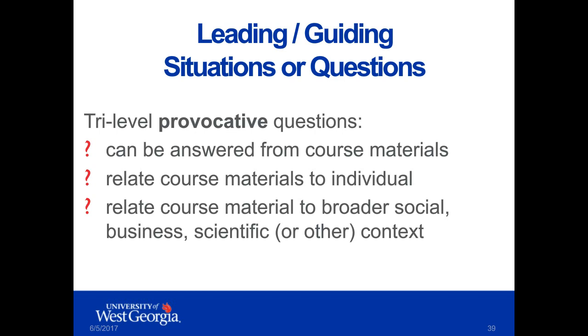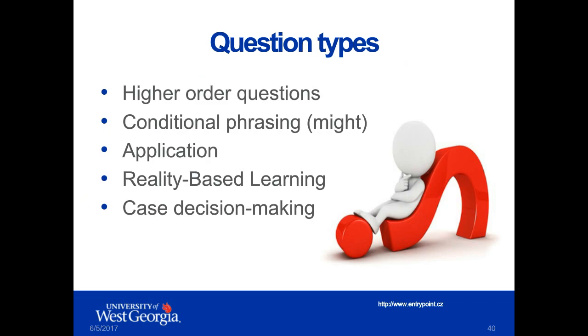So your question types, right? You need those higher order questions that are on the deep end of Bloom's taxonomy. Questions that have conditional phrasing, like, what might happen if everyone did X? And get them evaluating the information. You want them to be applying it to reality-based learning situations, and you want to push them into making decisions.